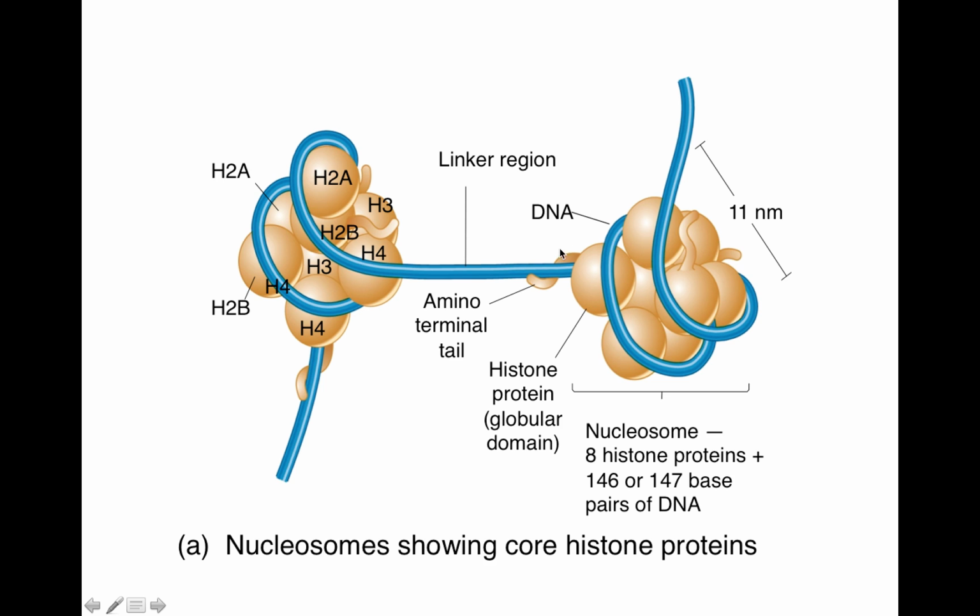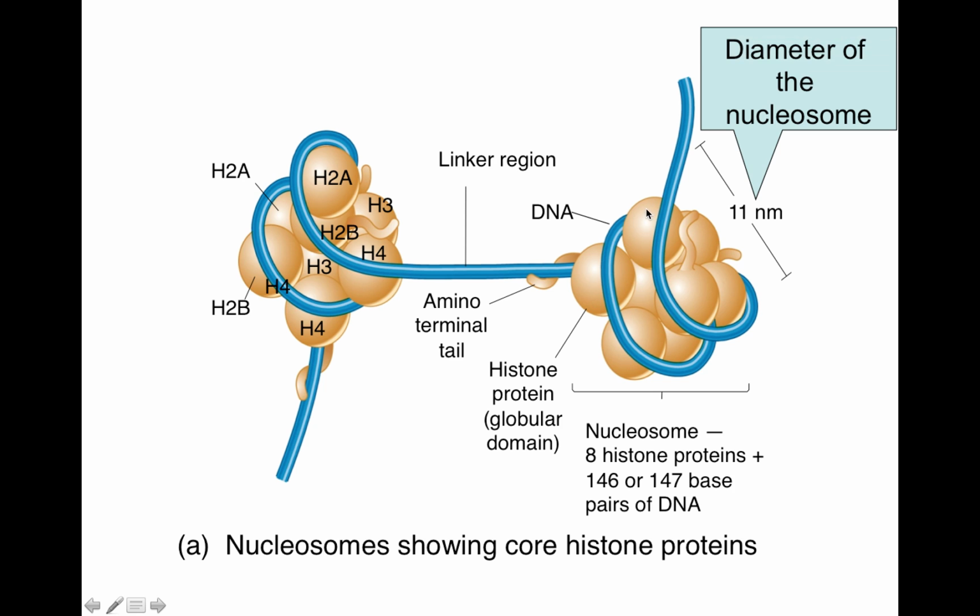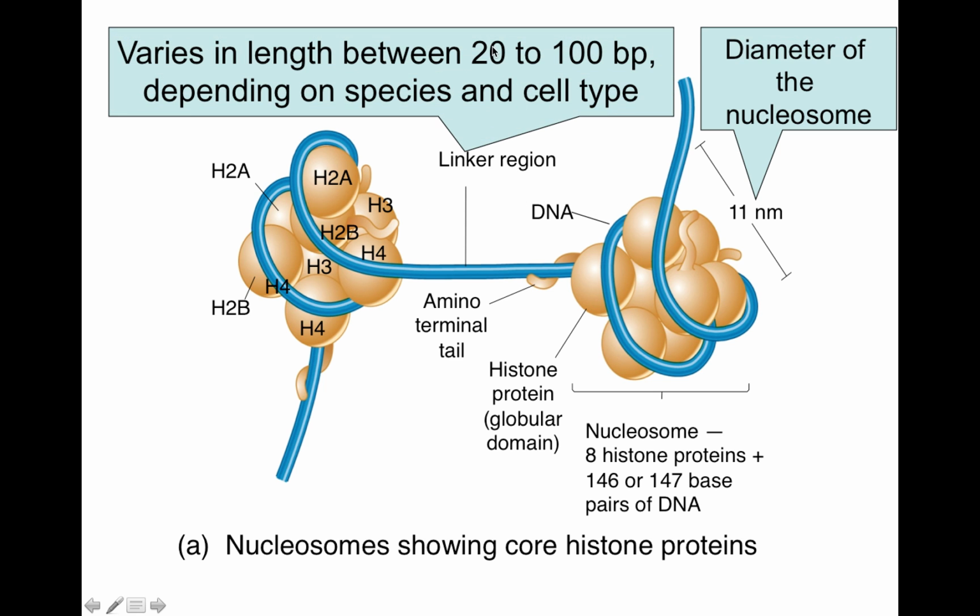Wrapping the DNA around nucleosomes creates a fiber that is 10 to 11 nanometers in diameter. I often refer to it as a 10 nanometer fiber rather than an 11 nanometer fiber. So a nucleosome consists of the 8 histone proteins and approximately 146 or 147 base pairs of DNA. The linker region in between the two nucleosomes can vary from 20 to 100 base pairs, depending upon the species and the cell type and the region of the chromosome that is being either transcribed or not transcribed.